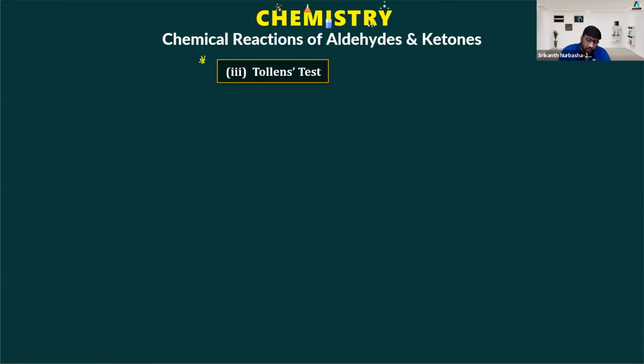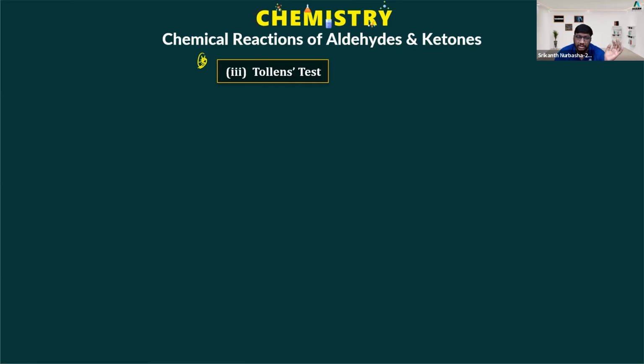So what is Tollens test? Tollens reagent is an ammoniacal silver nitrate solution. Tollens reagent, Benedict's solution, and Fehling's solution are all milder oxidizing agents. So what happens to the aldehyde? That aldehyde will be converted into the respective carboxylate or carboxylic acid upon treating with milder oxidizing agents.